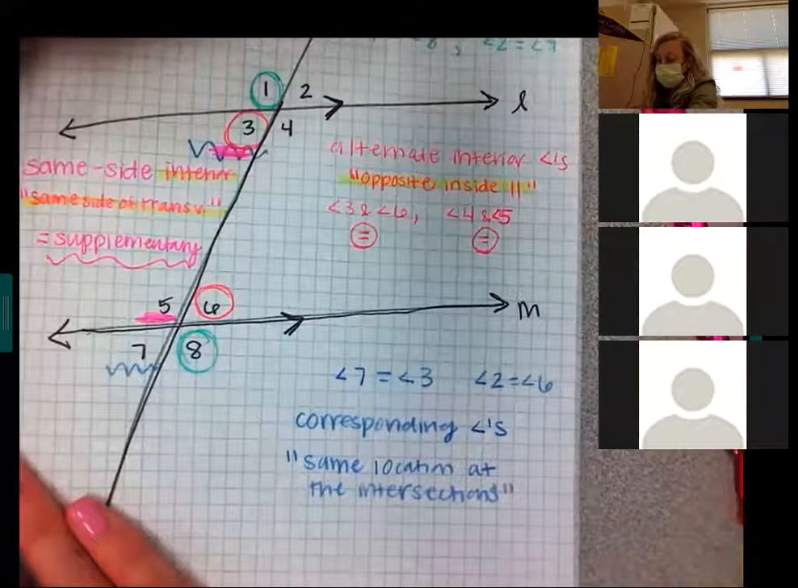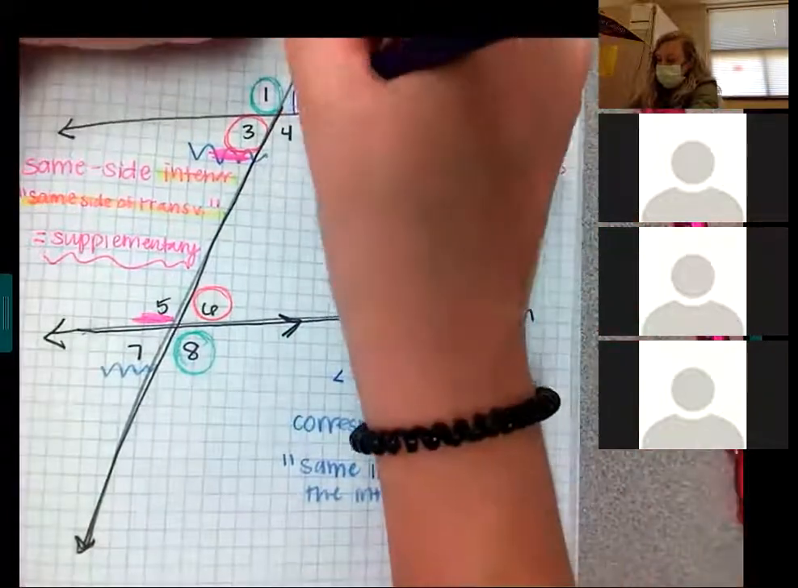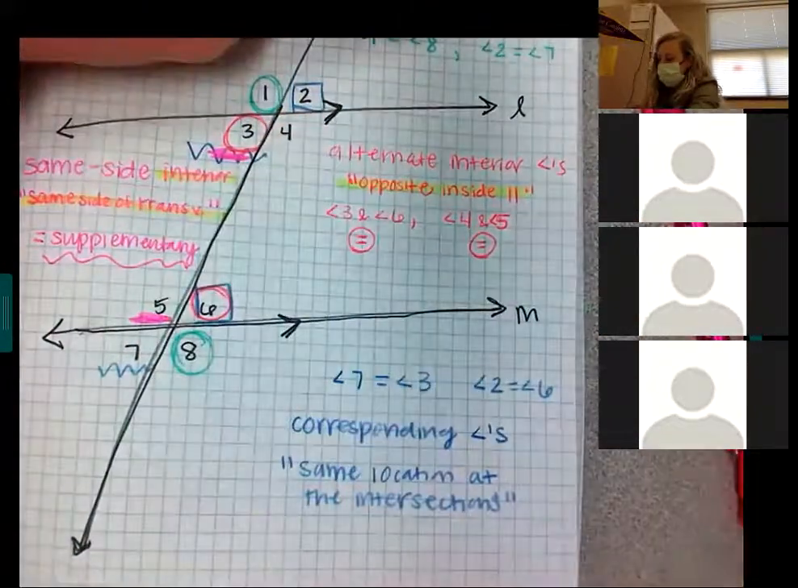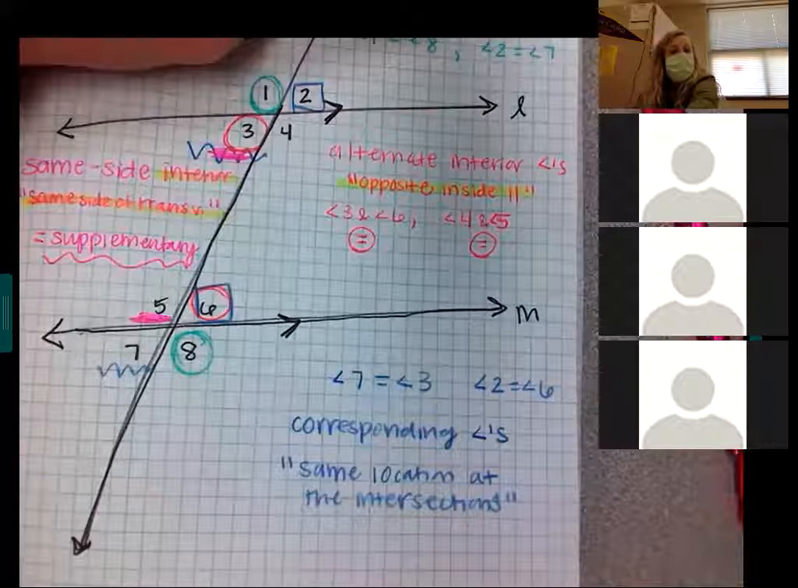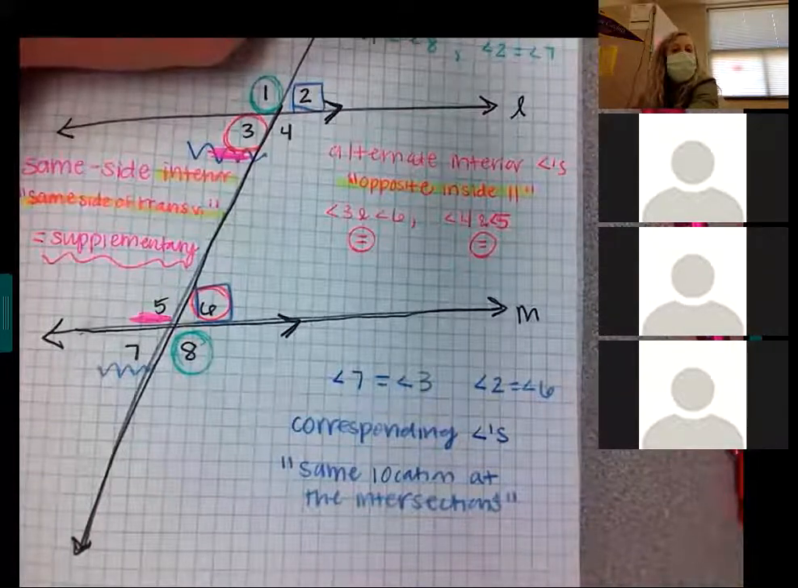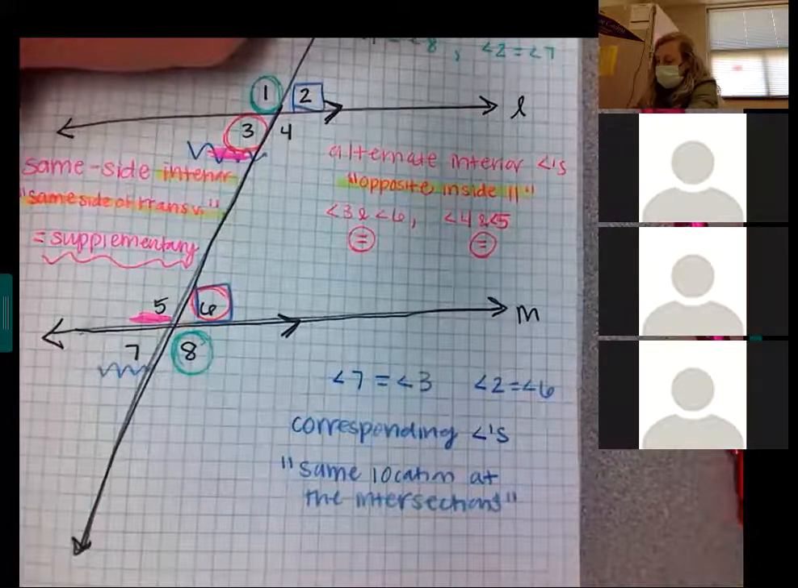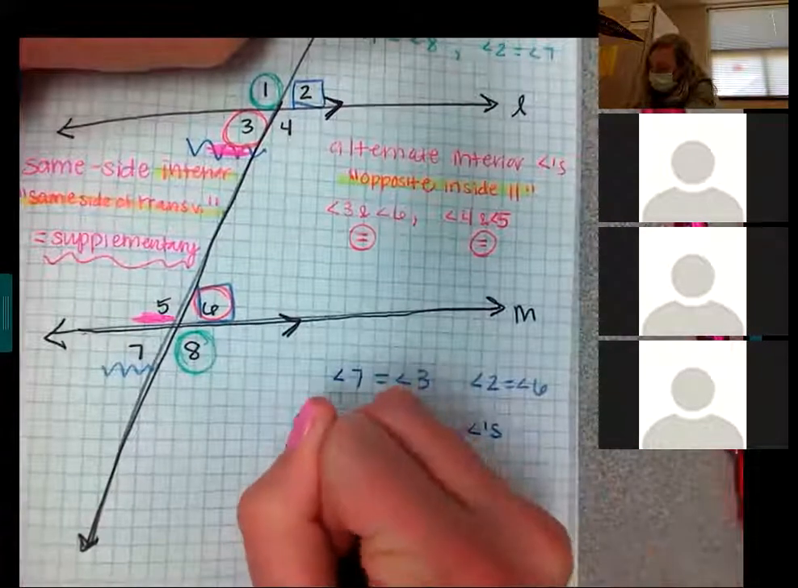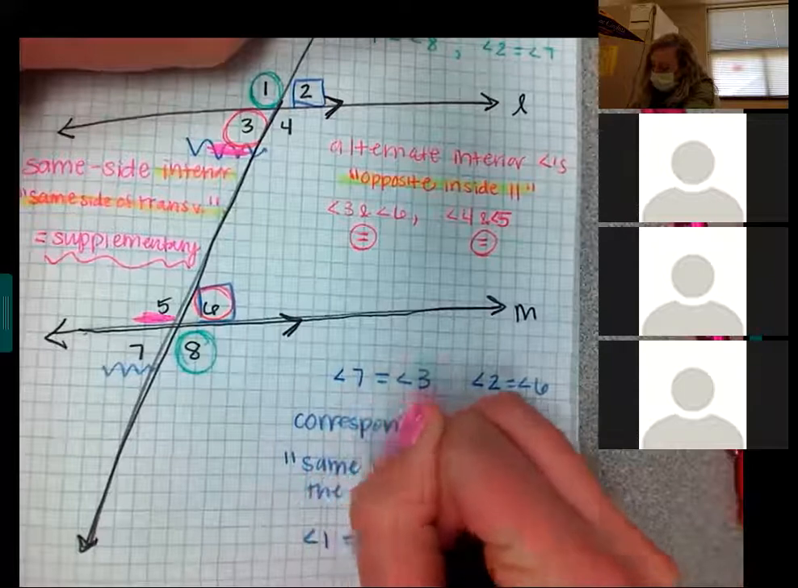There's still more, so I'm going to keep going with some more. I'm going to box 2 and 6 just so y'all can see what I'm doing. I'm just going to quiz y'all. What would angle 1 be corresponding to? Very good. 5. They're both in the top left. Angle 1 will equal angle 5.